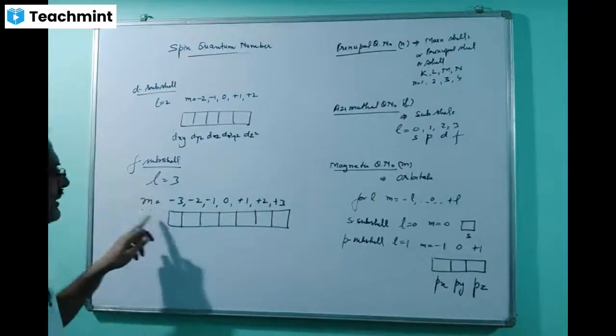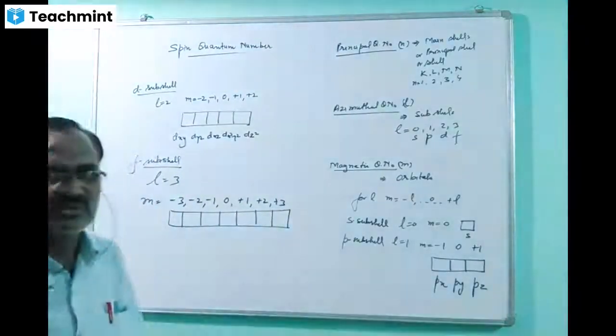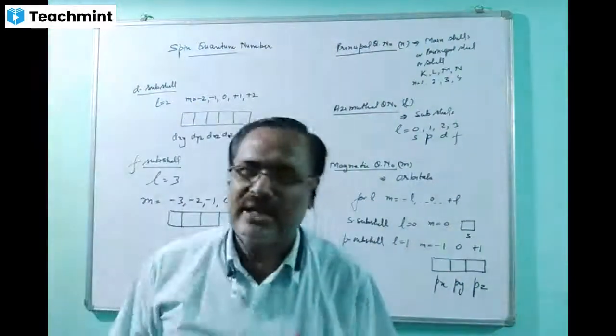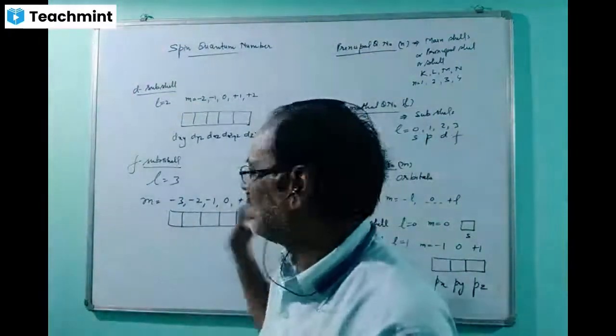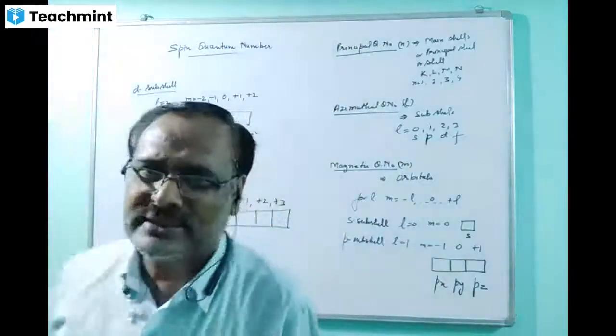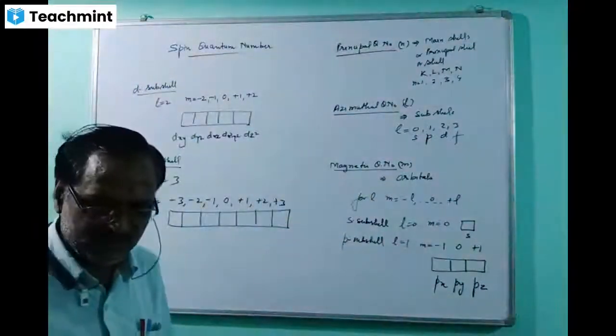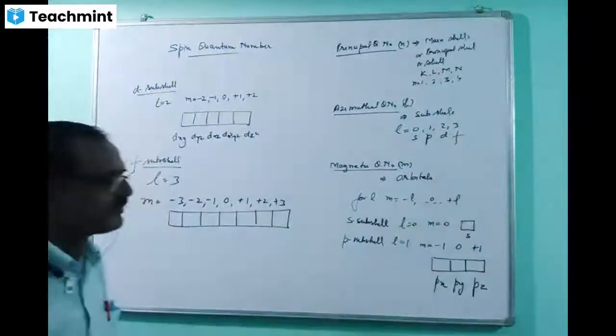And for the f subshell, the names are not given. It is complex, and so many loops are coming in that one. So you study only that in the f subshell, 7 orbitals are there. Now some questions you can solve here.